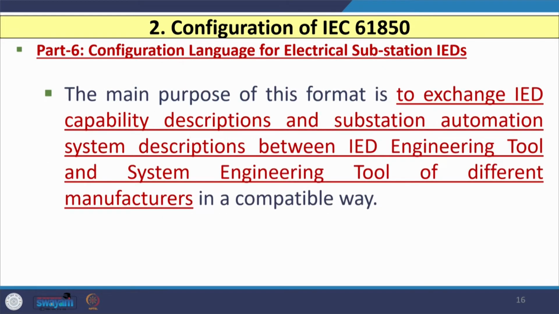The main purpose of this part 6 is to exchange the IED capability descriptions and substation automation system descriptions between the IED engineering tool and the system engineering tool of different manufacturers in a compatible manner. So, this is especially related to the interoperability objective of IEC 61850.